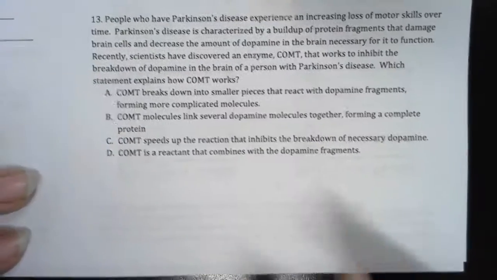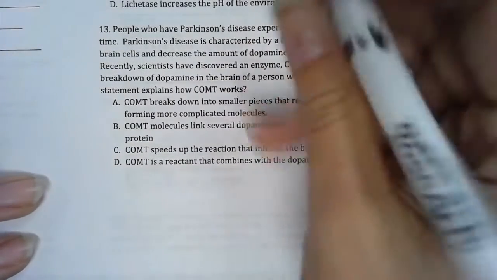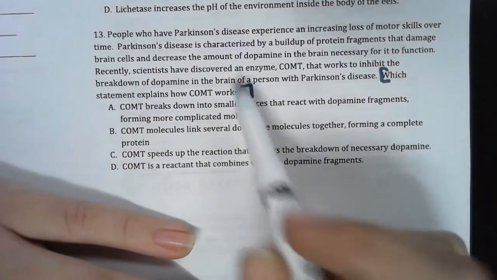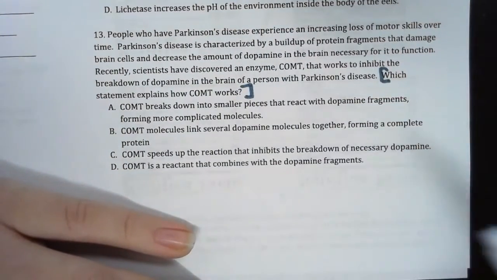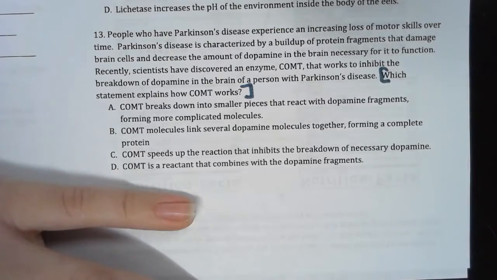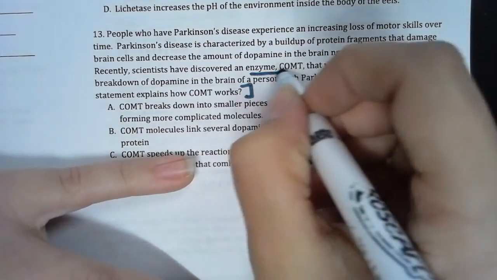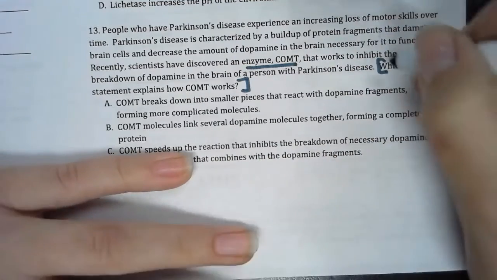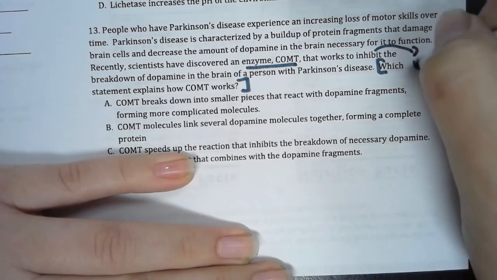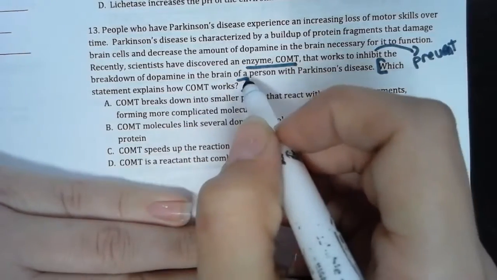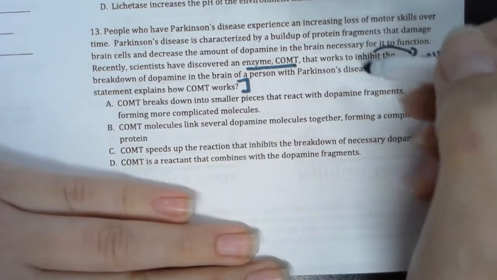All right, number 13. I'm going to bracket my question. Which statement explains how COMT works? I don't know what COMT is, so I need to go back up here and read it. So it says COMT. I'm just going to skim for where I see COMT. It now tells me that it's an enzyme. It works to inhibit, that means to prevent, the breakdown of dopamine in the brain of a person with Parkinson's.